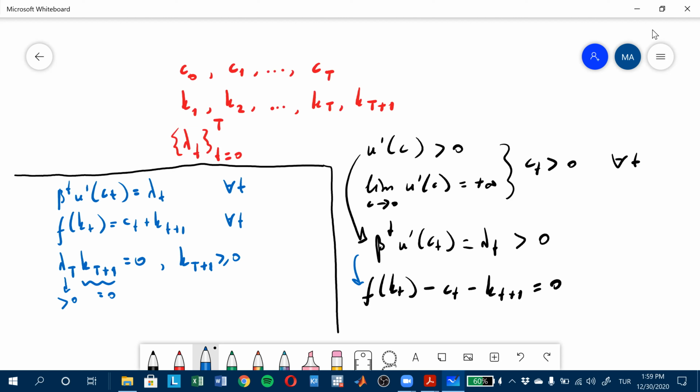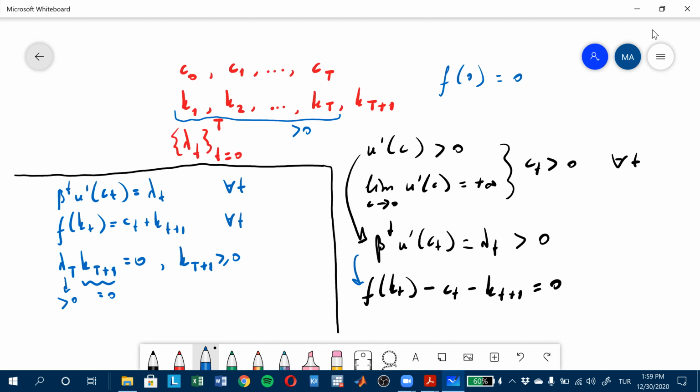But I also know something else. If consumption will be positive for all t, then I need all of these capital stocks to be positive, right? Why? Because F(0) is 0. So capital is an essential input. So if all these capital stock levels will be positive, then this first order condition, for periods from 0 to T minus 1, will hold with equality as well.